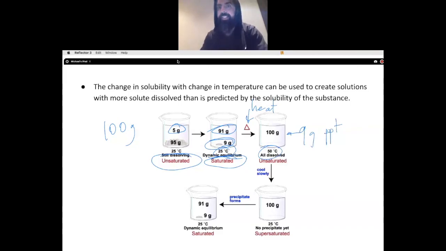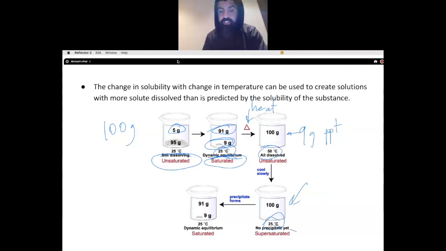So what happens now is I'm going to cool this off. If I bring it down to 25 degrees Celsius, we would assume, oh wait a second, won't the precipitate form? Well, the precipitate won't form right away until it gets disturbed. There has to be some kind of disturbance to cause the dissolved particles to start to crystallize again. So in this case, because the precipitate hasn't come back, we've lowered the temperature back.